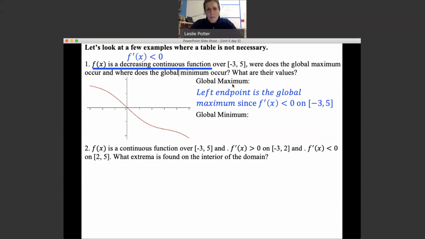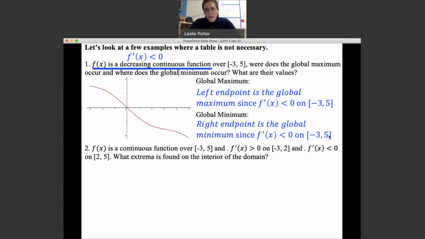So we know the global maximum then is the left endpoint. Okay, it's going to start high and go low. So the left endpoint is the global maximum since the derivative is less than 0 on the interval -3 to 5. So we can determine where the global maximum is, and then here's our justification: because the derivative is less than 0 over the entire interval. And then likewise, the global minimum has got to be the right endpoint for the same reason. Here's the same justification because our derivative is less than 0 on that interval from -3 to 5.